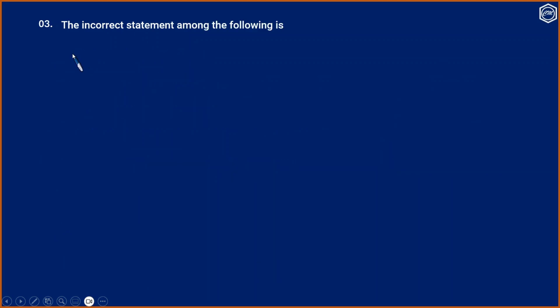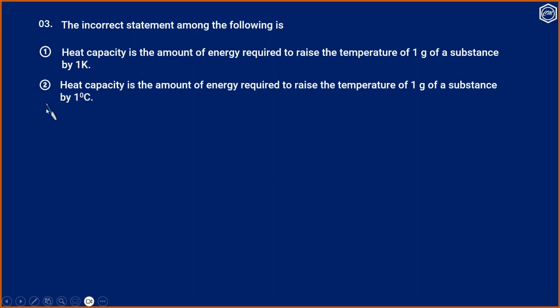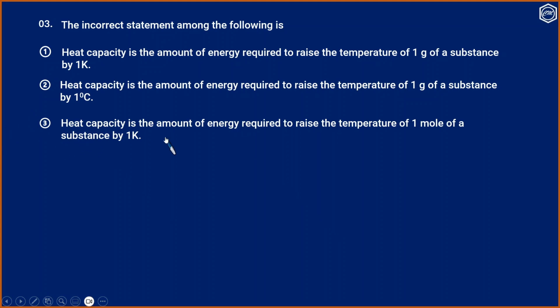Question 3. The incorrect statement among the following is: 1. Heat capacity is the amount of energy required to raise the temperature of 1 gram of a substance by 1 Kelvin. 2. Heat capacity is the amount of energy required to raise the temperature of 1 gram of a substance by 1 degree Celsius. 3. Heat capacity is the amount of energy required to raise the temperature of 1 mole of a substance by 1 Kelvin. 4. Heat capacity of water is 4.184 joule per Kelvin.